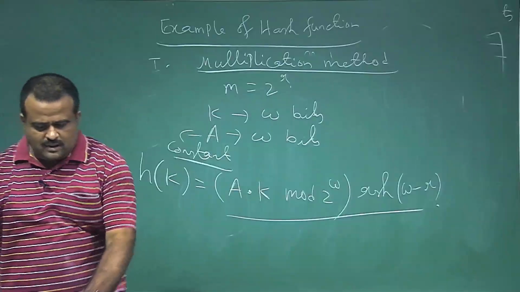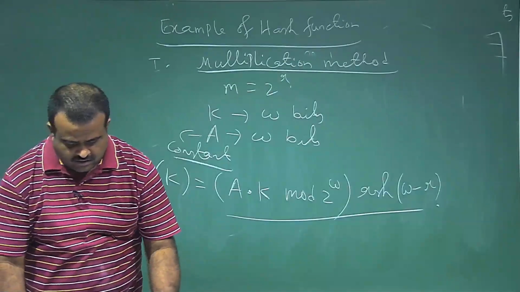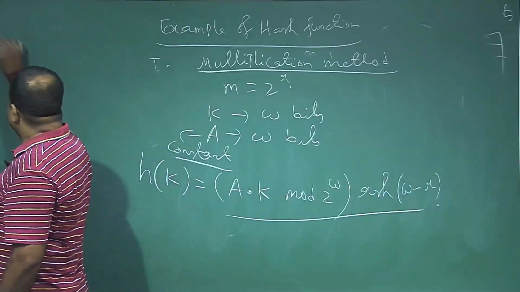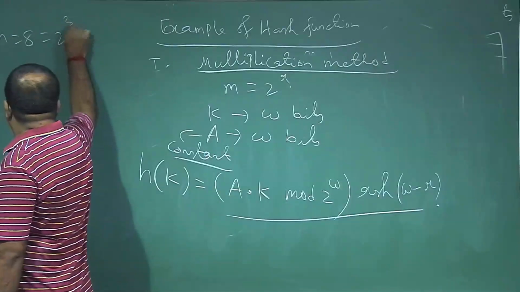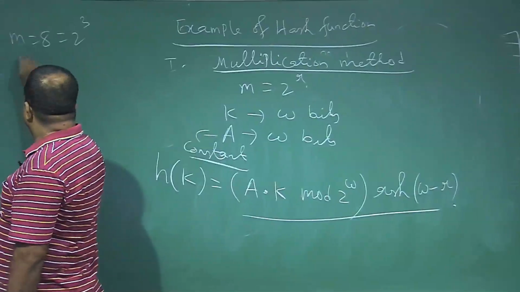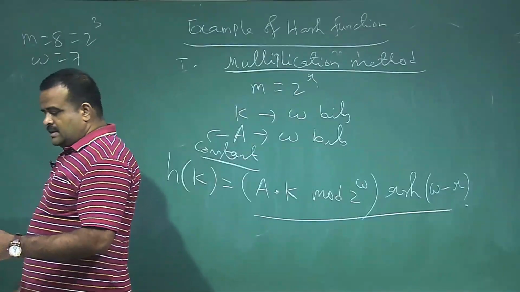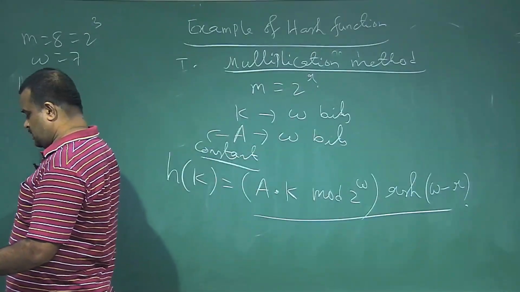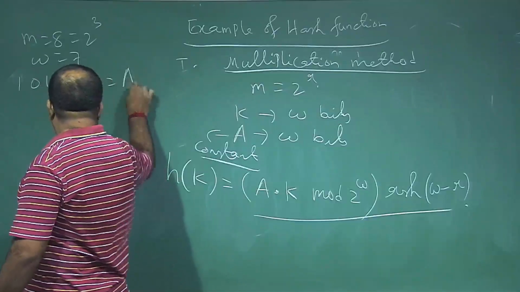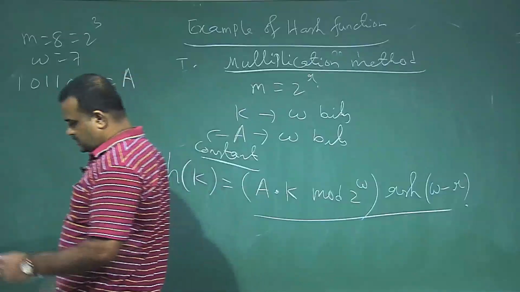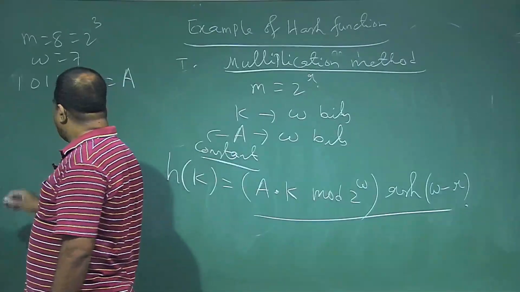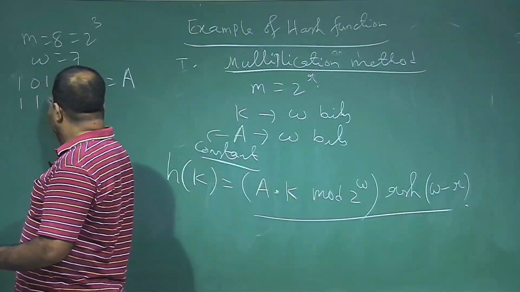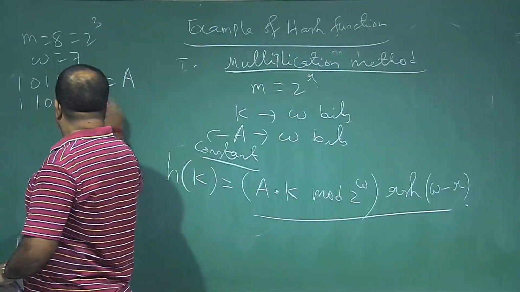Okay, so we will take an example and give the values. So, let us take an example for this. Suppose m is 8, which is basically 2 to the power 3, and our w is say 7. Okay. Now, we take a. Suppose a is 1 0 1 1 0 0 1. This is a. We have to choose a constant of 7 bits. So, this is the a we are choosing. Now, we have to choose a k on which we apply this hash function. So, let us take k as 1 1 0 1 0 1 1. This is our key k.